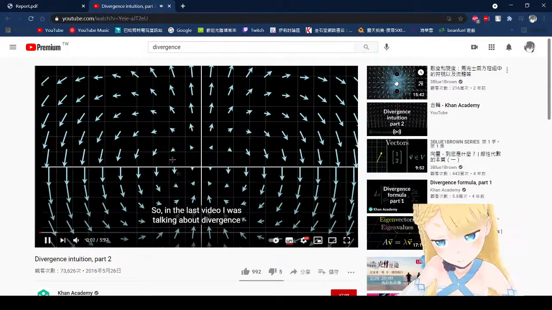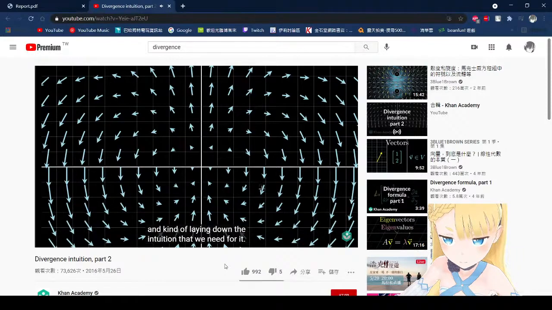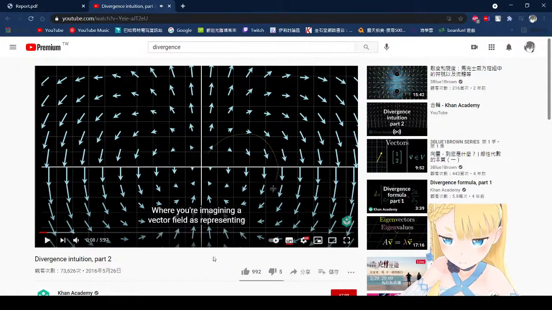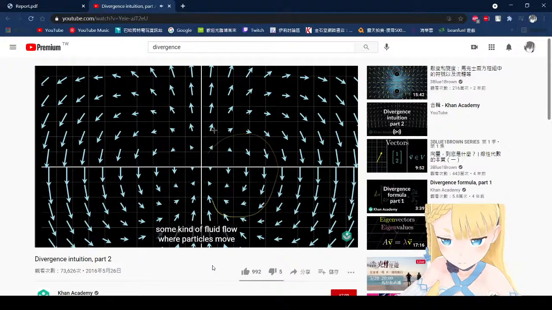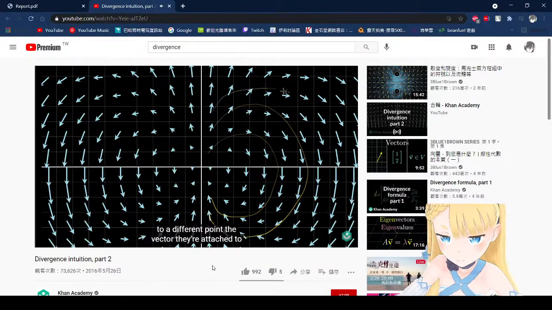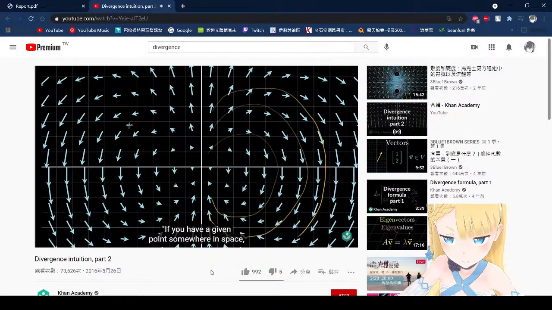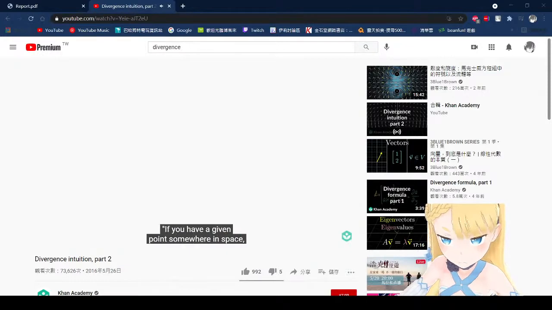Hey everyone. So in the last video, I was talking about divergence and laying down the intuition that we need for it, where you're imagining a vector field as representing some kind of fluid flow where particles move according to the vector that they're attached to at that point in time, and as they move to a different point, the vector they're attached to is different, so their velocity changes in some way. And the key question that we want to think about is if you have a given point somewhere in space, does fluid tend to flow towards that point, or does it tend to flow more away from it? Does it diverge away from that point?